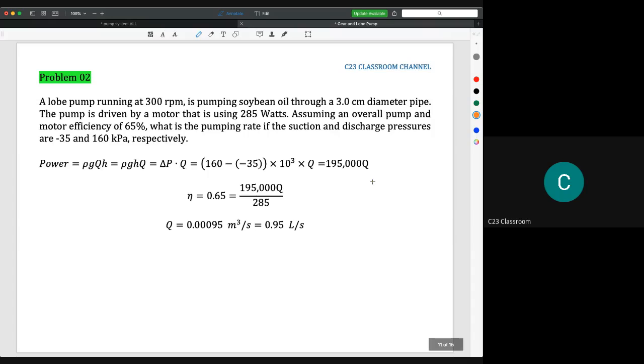So this is the gear pump. And then we go for the lobe pump. So for example, Betul, yes.